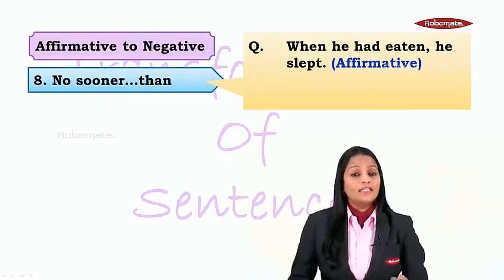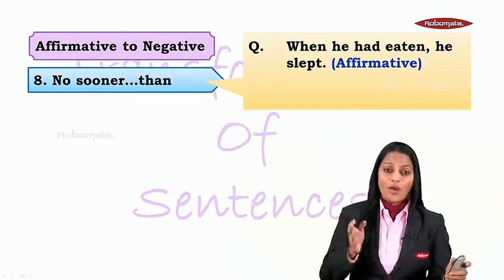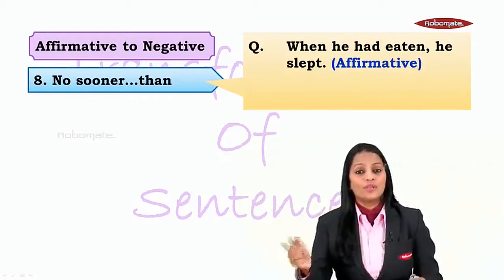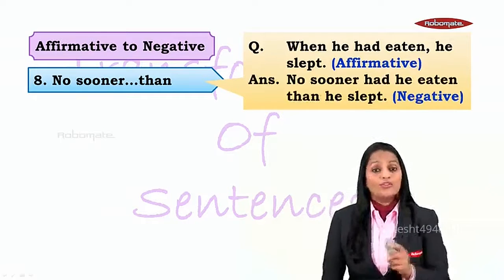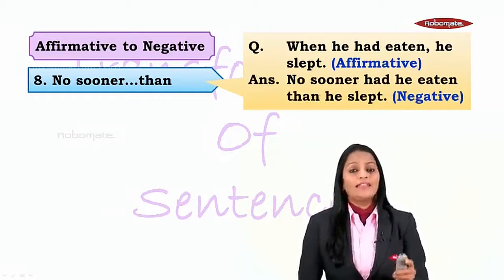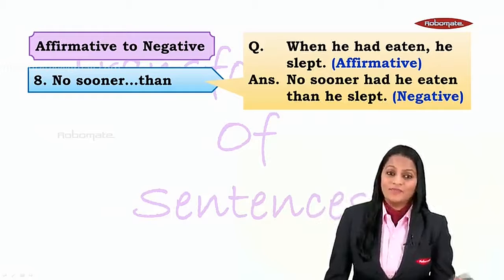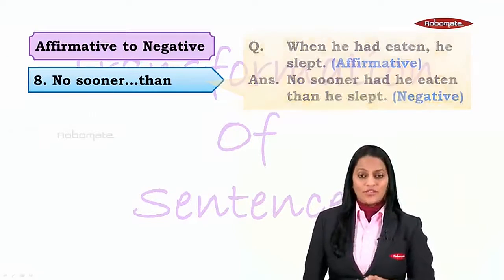When he had eaten, he slept. Two different actions, one after the other. We can use no sooner than. Here, no sooner had he eaten than he slept. We have made it negative by using this transformation.